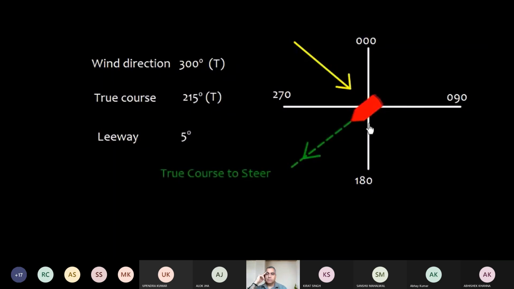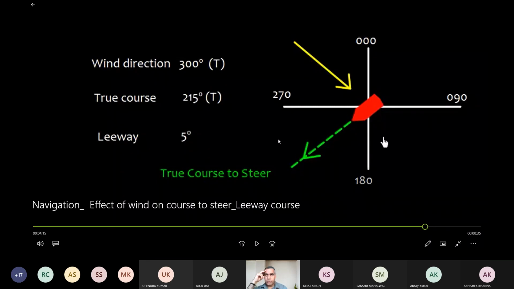The ship is in this direction and the true course to steer is 215. Beta, can you tell me what will be the leeway track? 210, sir. Very good, beta. It will be 210 because you see from the diagram, to find the leeway track, we will have to subtract the leeway angle from the course steered. So 215 minus 5 will give you 210 degrees as your leeway track.